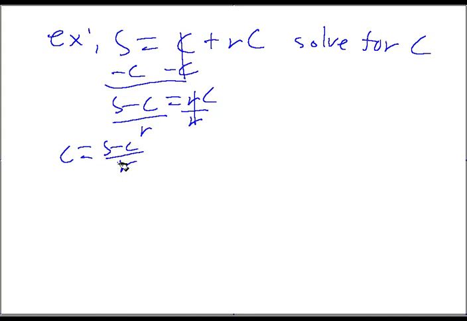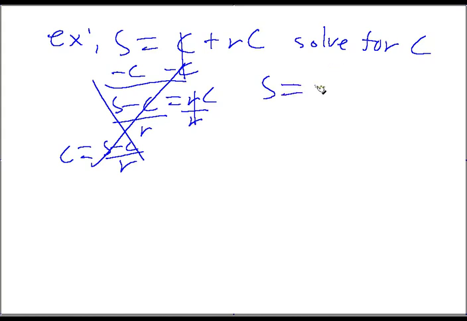Are we done? No, we're not. Can we see that, right? Yes, I have C isolated, but look, my answer cannot be in terms of C, because I'm trying to solve for C. Can we see that? So my final answer should be in terms of S and R only. I still have a C here, so this is not correct. So this logic here is not correct.